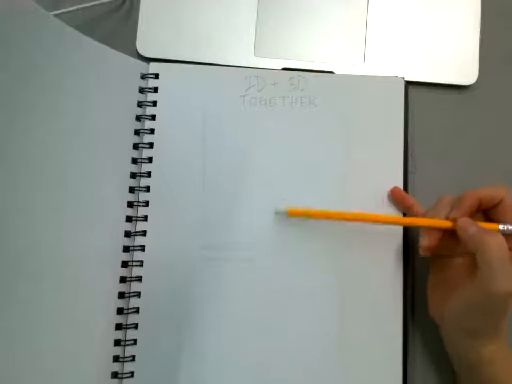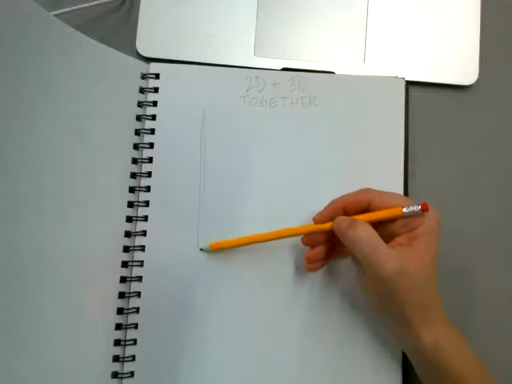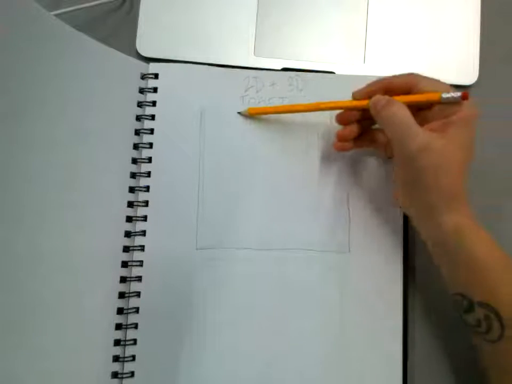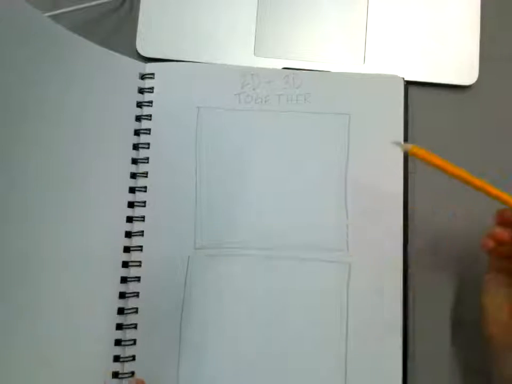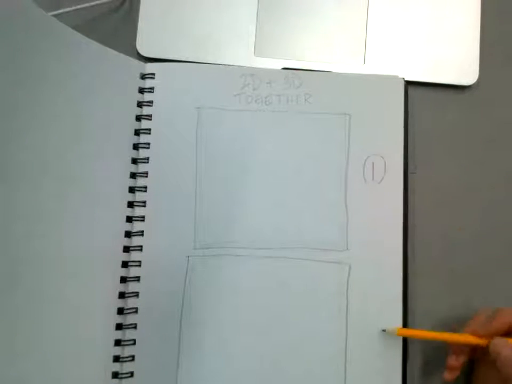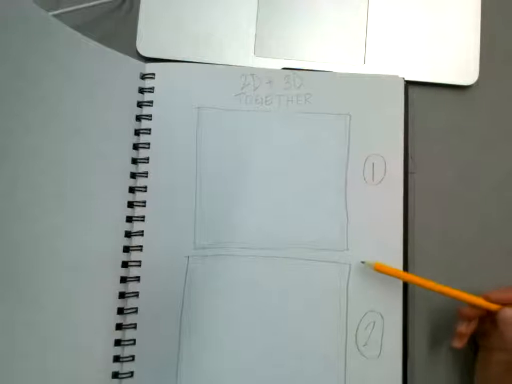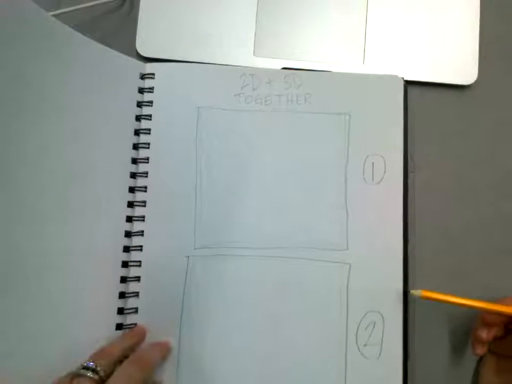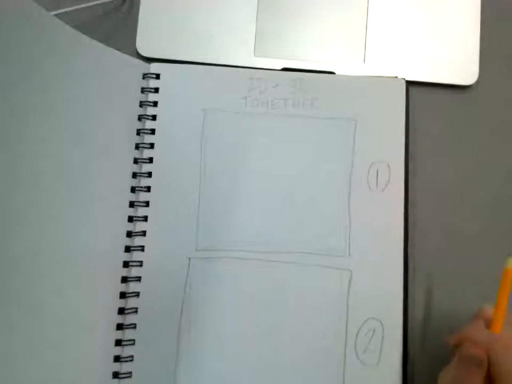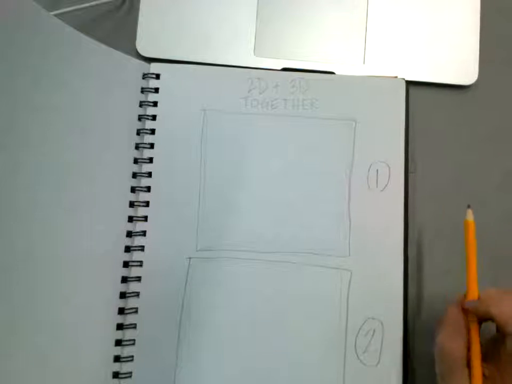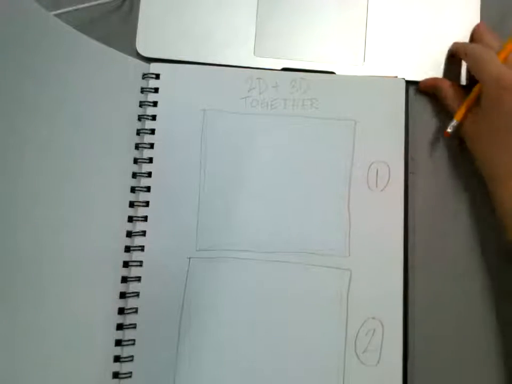All right, so what I did in my sketchbook is I created 2 different squares. I want you to do this just 2 times instead of the 4. So number 1 and number 2. You can draw 2 squares in your sketchbook like I just did, or if you want to, divide your sketchbook in half. It's really up to you. But now you're going to create 2 different designs of the 2D and 3D together.